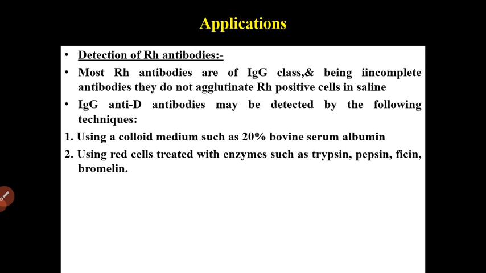First is using a colloid medium such as 20% bovine serum albumin. Second is using red cells treated with enzymes such as trypsin, pepsin, ficin and bromelain. Third is by the indirect Coombs test. Now we will not understand these techniques or the methods. Fine. We are just looking at the applications. Now moving ahead. Next is identification of Rh incompatibility.